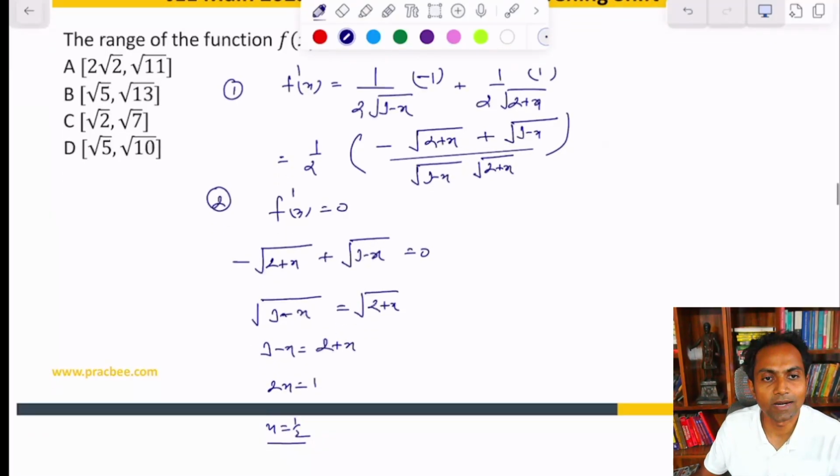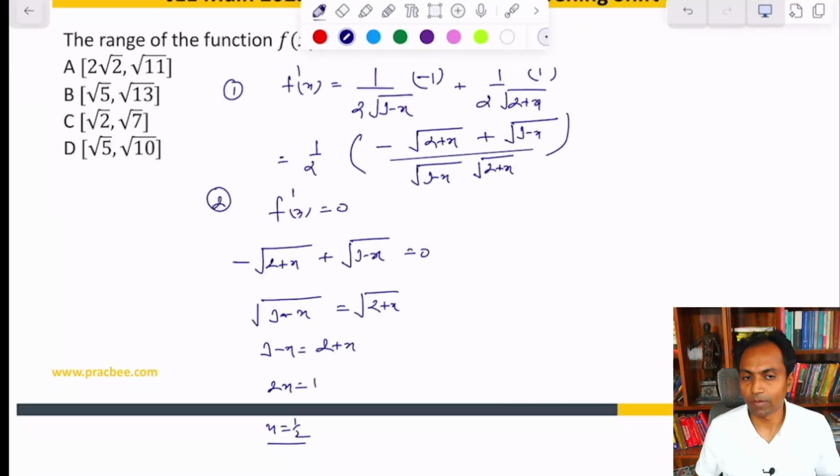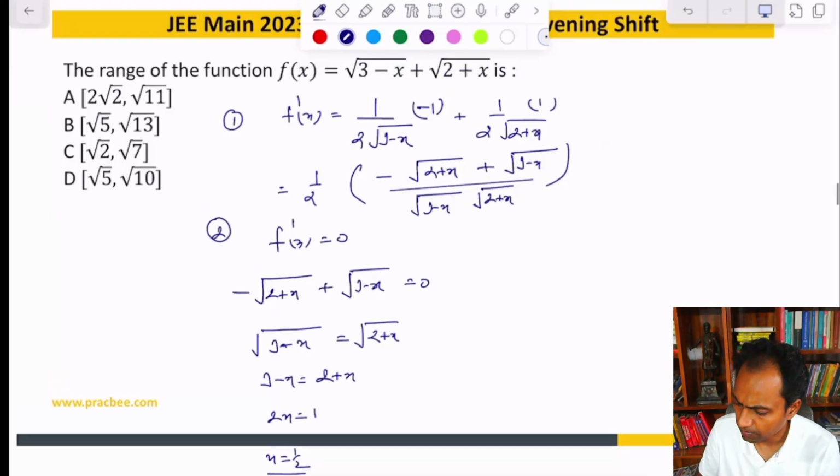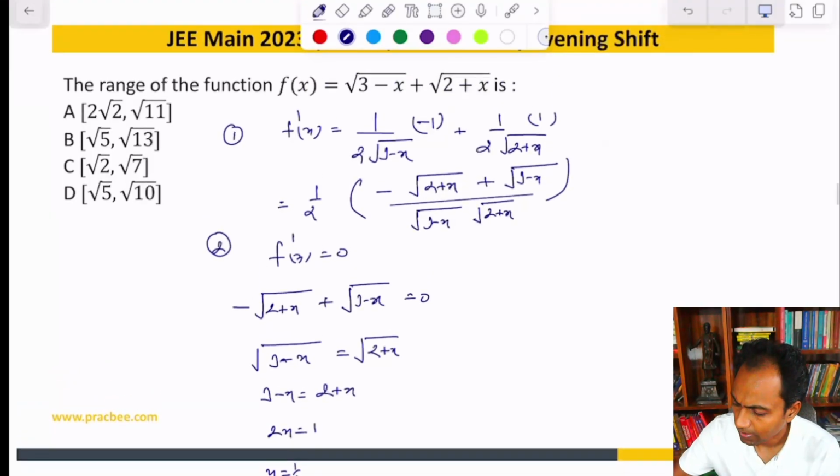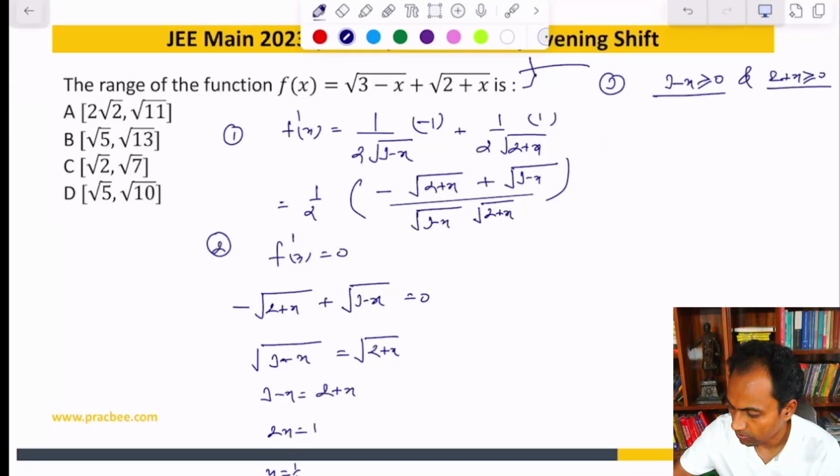You can see that one of the extreme values is going to come at 1 by 2. We do not know which value. But if you closely observe the question, if you look into the domain of the function, 3 minus x should be greater than or equal to 0, and 2 plus x should also be greater than or equal to 0. x should be smaller than or equal to 3, and x should be greater than or equal to minus 2. So we know that x belongs to minus 2 comma 3.